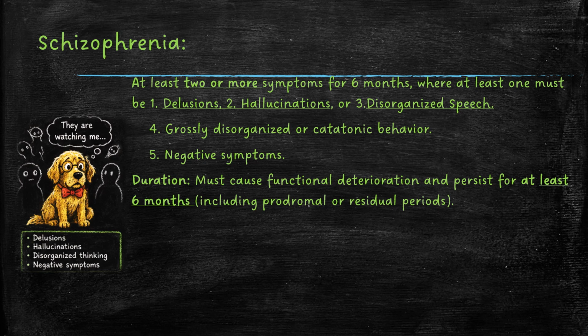You have to know that these symptoms must last for at least 6 months, and this includes both prodromal and residual periods as well. So if you have a person with prodromal symptoms for, say, 3 months, and then they have positive symptoms for 3 months, they meet criteria for schizophrenia. People also tend to socially isolate and have significant impaired function.